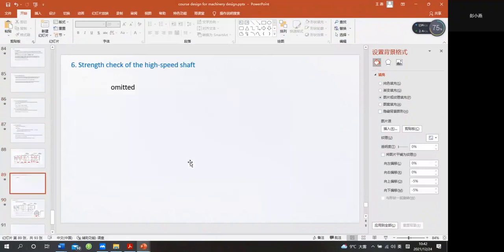And then we should check the shaft and the bearing. And the calculation procedure is too long and very difficult. So when you do the course design, you can omit this procedure.